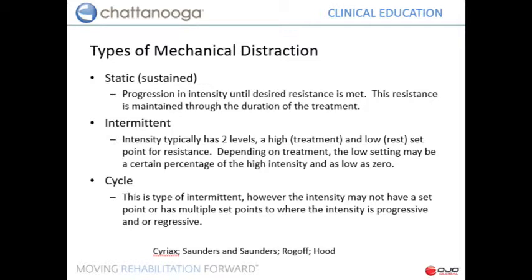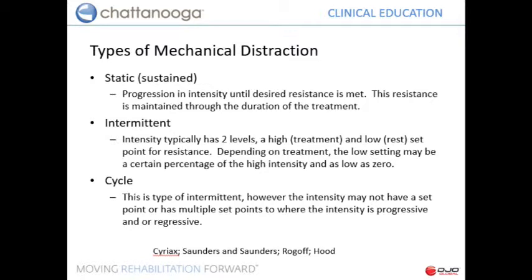So static is sustained. That was the first picture slide that we looked at, where in the progression, we reach the desired intensity, and then we just keep it there. So there's no change in the intensity for the duration of the treatment. If you're going to treat for 10, 15, 20 minutes, whatever the case may be, and it's set at, I don't know, 50 pounds or 25 kilograms, whatever you're using, it is retained at that particular intensity for the duration of the treatment.